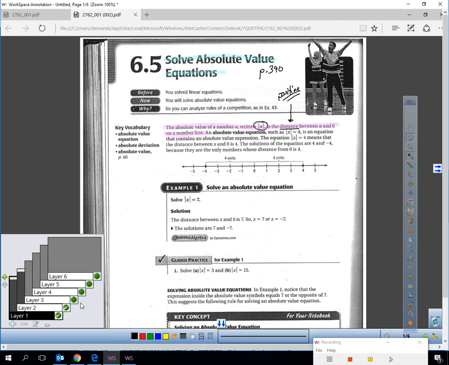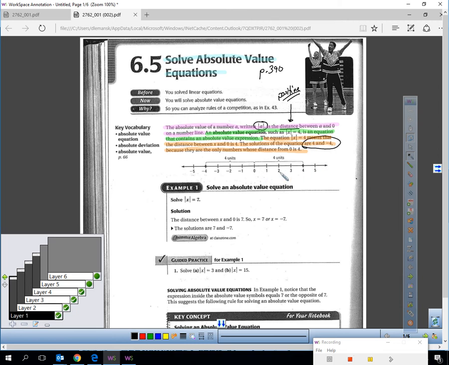Distance means positive. Now an absolute value equation like absolute value of x equals 4 is an equation that contains an absolute value expression like you see here. It means the distance between x and 0 is 4, and we're asking what numbers can I plug in here that would be 4 away from 0. There are two solutions to this problem. Absolute value equations will always have two solutions, because there are two numbers that are 4 away from 0.